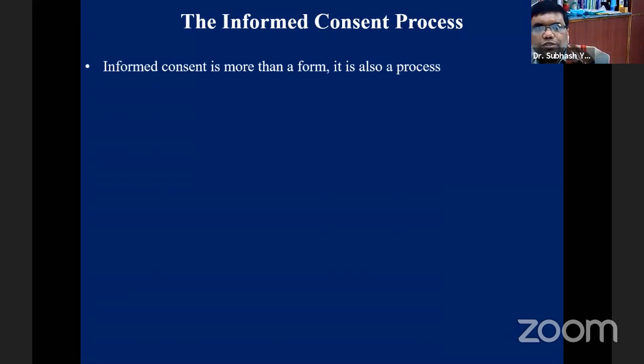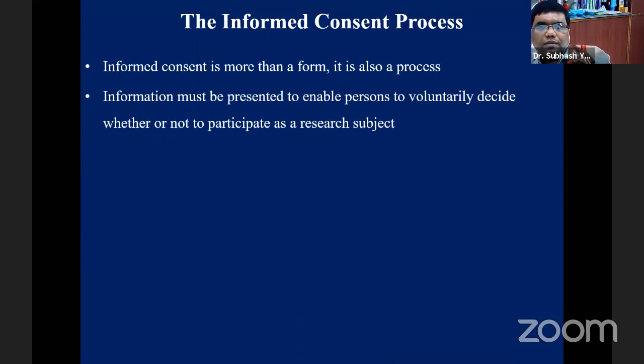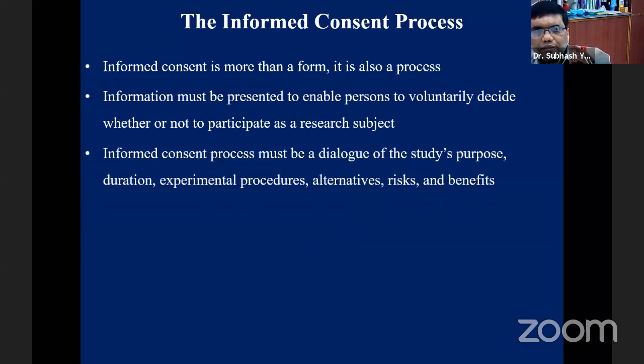So what is this process? It must be presented to enable the person to voluntarily decide whether or not to participate as a research subject. So we should give sufficient time for a person to read that document regarding the research, so he can decide voluntarily. The informed consent process must be a dialogue on study purpose, duration, experiment procedure, alternatives, risk and benefit.